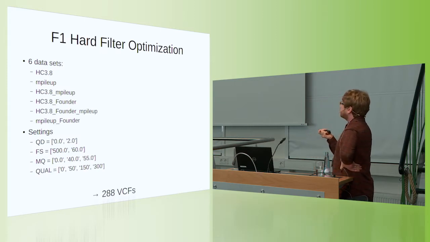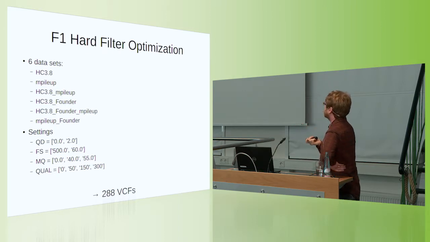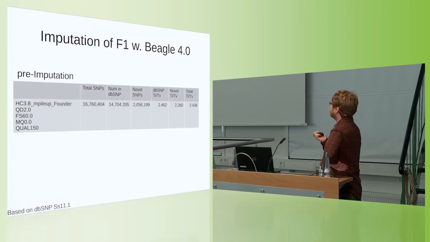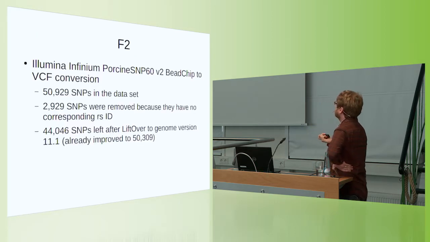I did some optimization on the filtering. So I took 6 different unfiltered data sets with lots of different settings, and I checked 288 different data sets, and we came out with these filter settings where 16 million total SNPs were left in the data set with 2 million new ones.